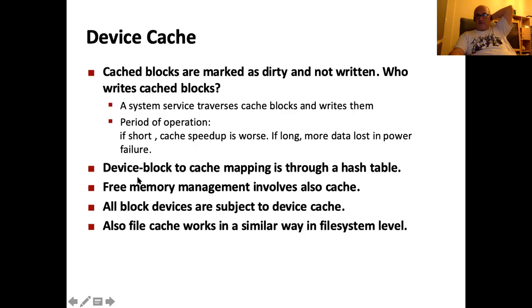Things get more complicated for page eviction and free memory management. They are tightly coupled to each other, including swap. The operations of swap are similar to cache enforcement on disk and so on. So in page eviction also, some of the cache pages can be evicted as well. The next thing is, we mentioned all block devices are subject to device cache. We have some additional cache mechanism available. Sometimes both are available, sometimes only device cache is available. We have file cache. However, it works at the file system level. Instead of device block, we have file block to frame mapping.